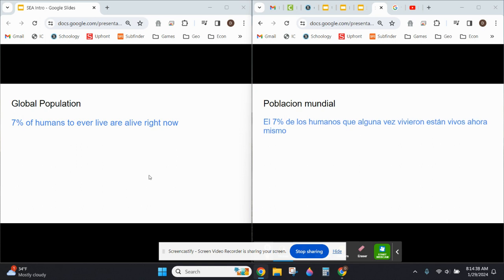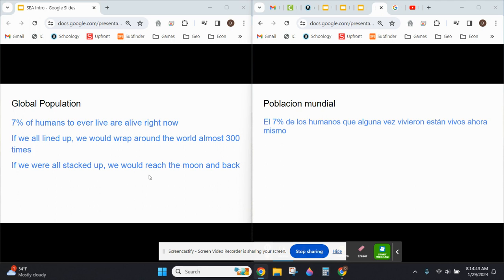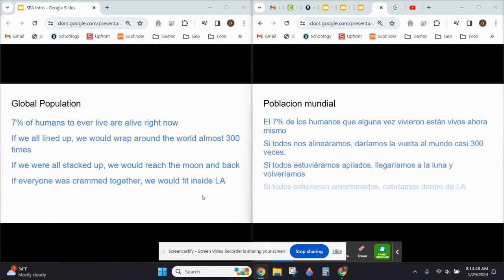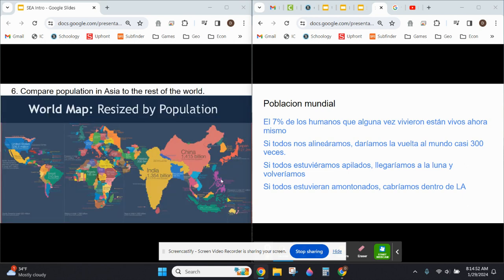Seven percent of all humans who've ever lived are alive right now. Kind of a crazy fact. If we all lined up, we'd go around the world 300 times. We could reach the moon and back. But if we were all squeezed together, we'd fit in LA. Kind of some weird stats about global population.